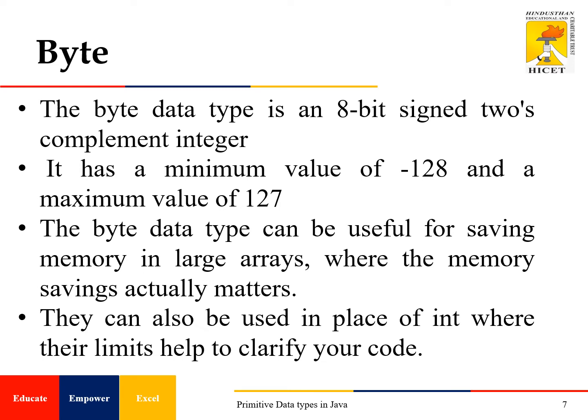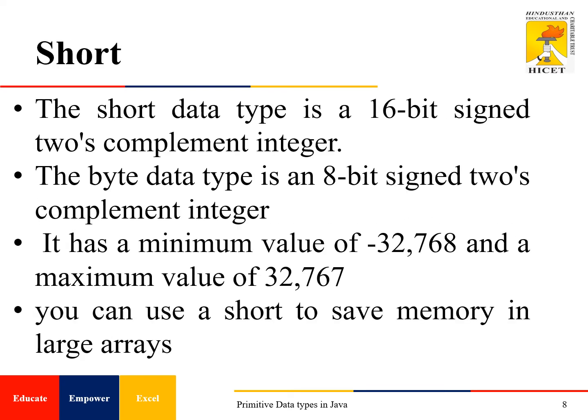This is used to save array space. If you want to use array memory, then you can use this byte. So for saving the memory in larger arrays, we can use this byte. Then short is the next to byte. It holds 16 bits of storage, and it takes the value from minus 32,768 to 32,767. It is also used to save memory for larger arrays.